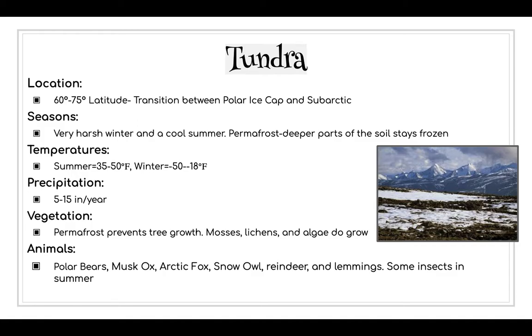Permafrost prevents a lot of tree growth. So mostly you'll see mosses, lichens, and algae. And then animals will see, once again, things that are very suited to very cold weather. So polar bears, muskox, Arctic fox, snow owls, reindeer, lemmings, some insects in the summertime, but not a ton.